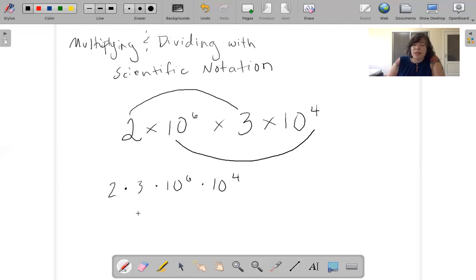What is 2 times 3? 6. What is 10 to the 6th times 10 to the 4th? Well, as long as the base is the same and we're multiplying, all we do is add the exponents. 10 to the 10th. That's it. Look at how easy that was. Okay, let's do another one.